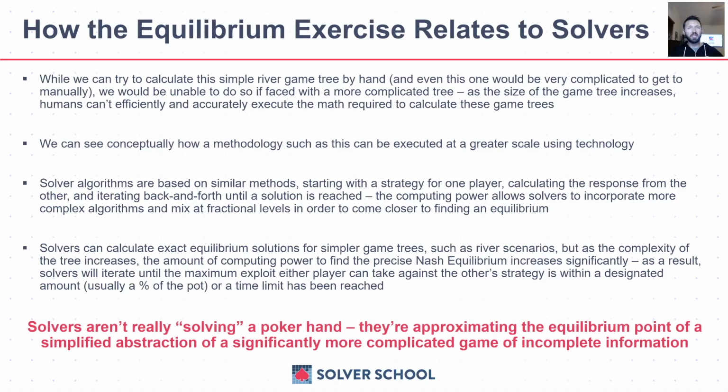The point here is that solvers aren't really solving the hands. They're working their way down to a solution, slowly trying to get to it, but at the end of the day, they're approximating the equilibrium point of a simplified abstraction of a significantly more complicated game tree that we've created that really just has a bunch of incomplete information. We'll get into some details when we get into the inputs and outputs in the next video, but that's the point I want to get across in this video: the solvers are working down towards a solution, but they're never actually reaching a solution for the large majority of scenarios that we construct.